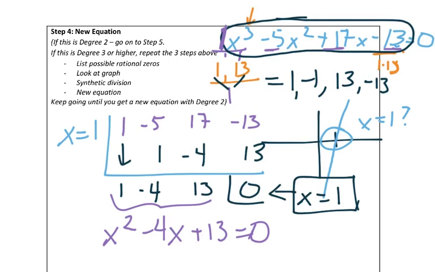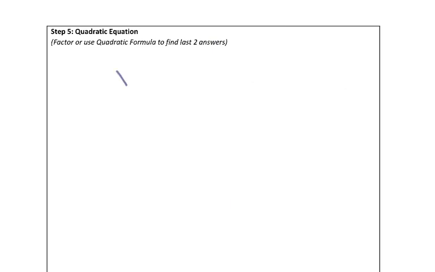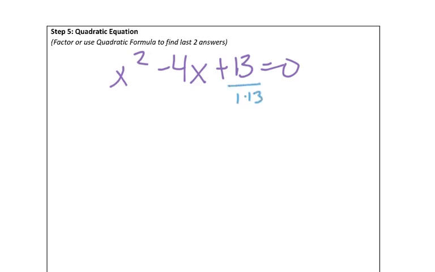So this is now an x squared equation, which means that now we can move on to step 5. We can't go to step 5 until we have an x squared equation. So we'll write that minus 4x plus 13 as our new problem here. Now I don't think this can be factored because the only things that multiply together to get 13 are 1 and 13, and those do not add to get negative 4. So we'll have to use the quadratic formula. That means that a is 1, b is negative 4, and c is 13.